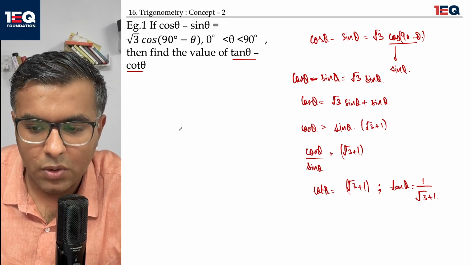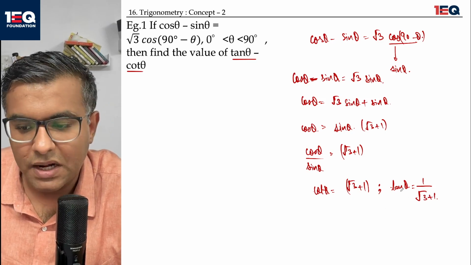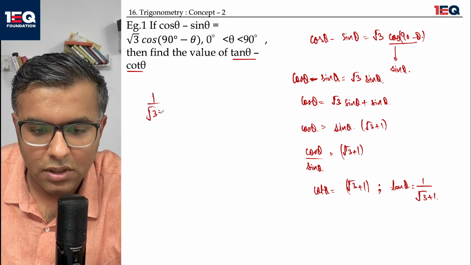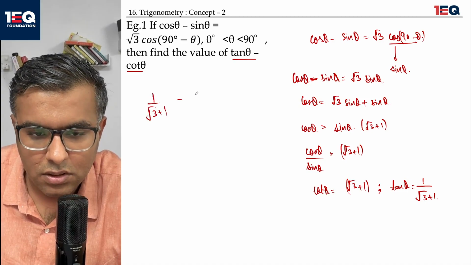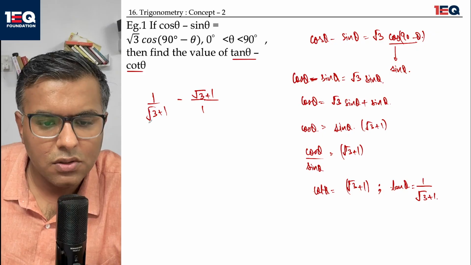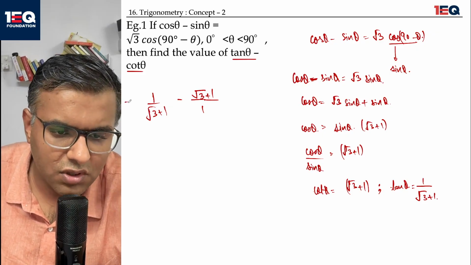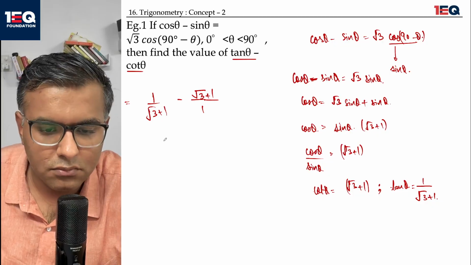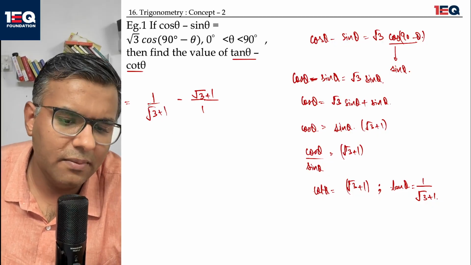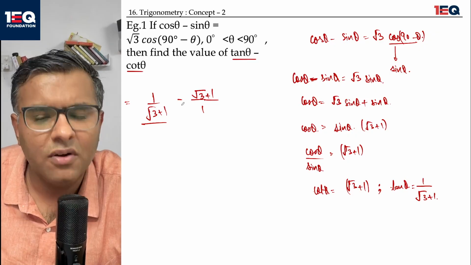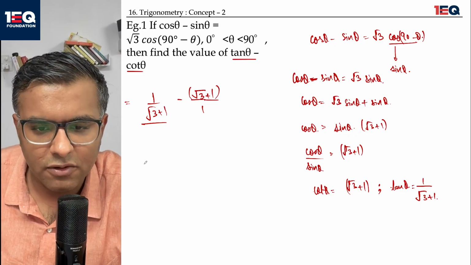So now what do I need to do? I need to subtract cot theta from tan theta, which would be equal to 1 upon root 3 plus 1 minus root 3 plus 1, which is nothing but cot theta. So what should I do now? I need to solve this in order to achieve the right answer. I think it will be better if I rationalize the denominator in the first expression and then simply subtract from the other one. This entire thing would be in a bracket.